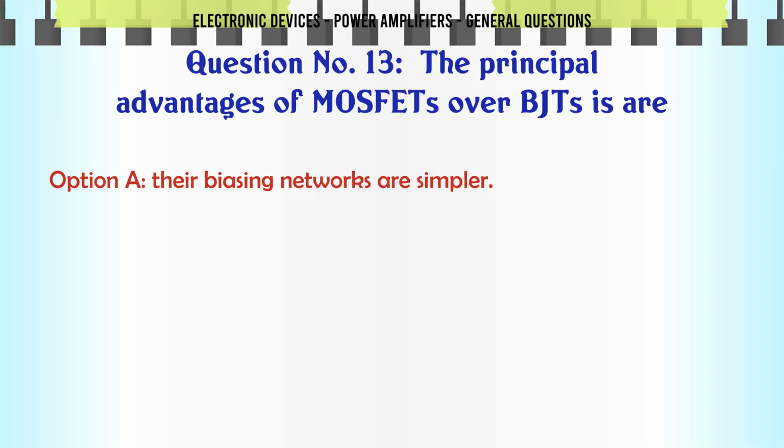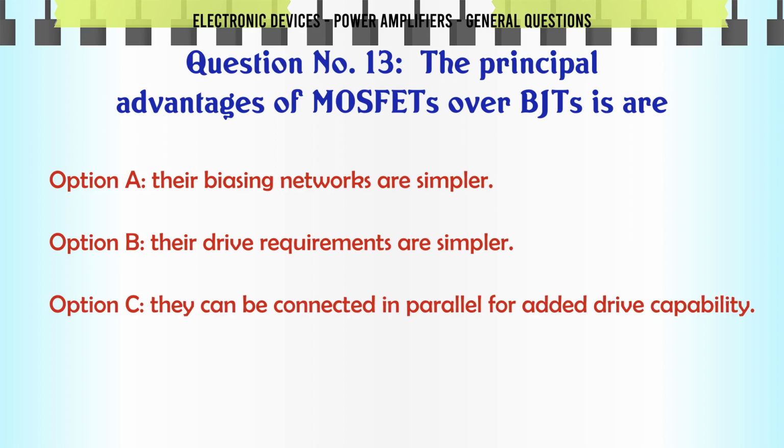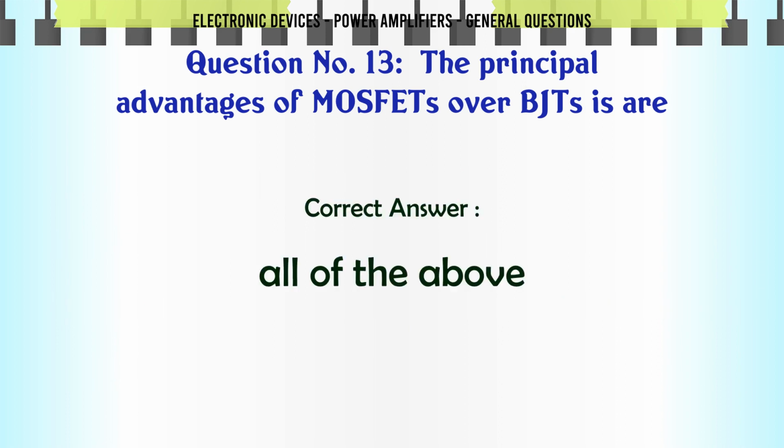The principal advantages of MOSFETs over BJTs are A. Their biasing networks are simpler. B. Their drive requirements are simpler. C. They can be connected in parallel for added drive capability. D. All of the above. The correct answer is all of the above.